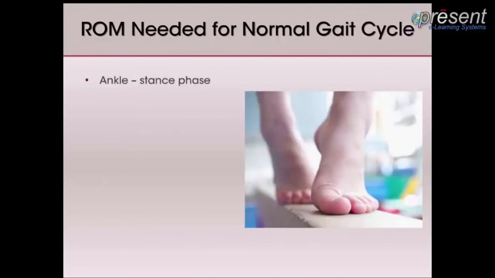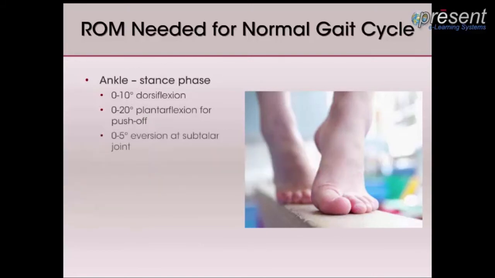The critical range of motion for normal gait and to avoid peak pressures are as follows. At the ankle during the stance phase, 10 degrees of dorsiflexion and 20 degrees of plantar flexion for push-off and 5 degrees of eversion at the subtalar joint.